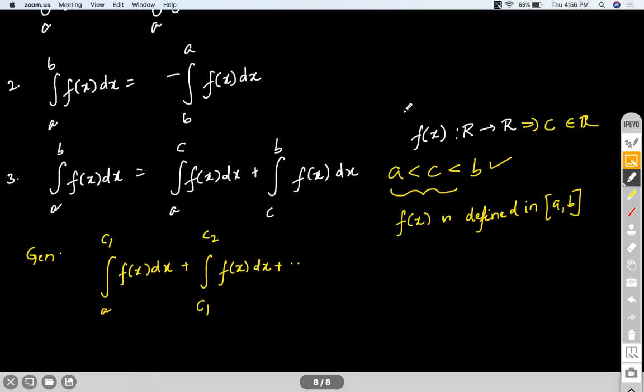Correct. That's what I said. If your function is defined for all real numbers, you can go anywhere you want. But if your function is only between A and B, it is not defined anywhere else. You can't choose a value beyond A and B.